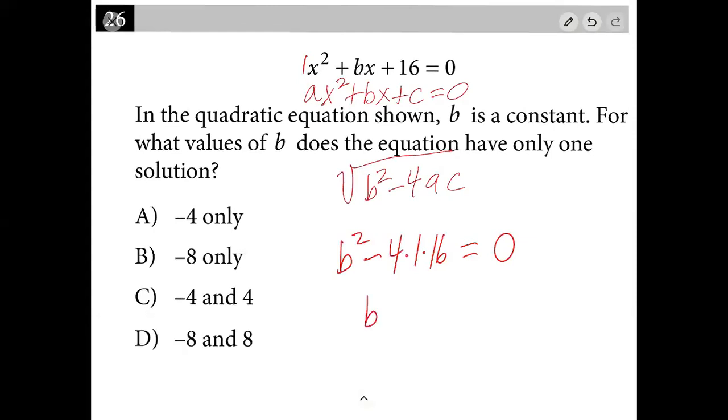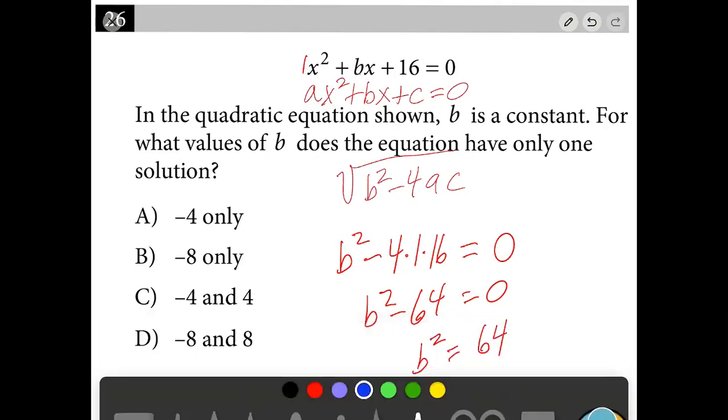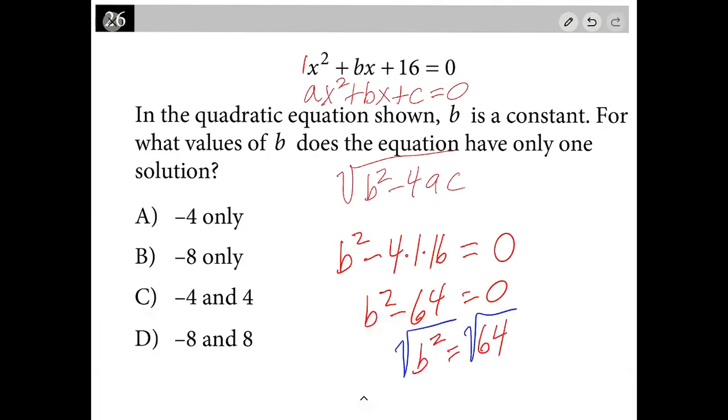So this is going to be b squared minus 64 equals 0. So b squared equals, add 64 to both sides, and then we're going to take the square root, and we're going to go b equals plus or minus 8, which is what we saw, which is what we expected. That's how you would do it algebraically.